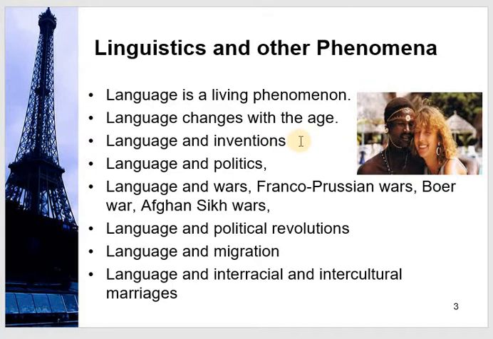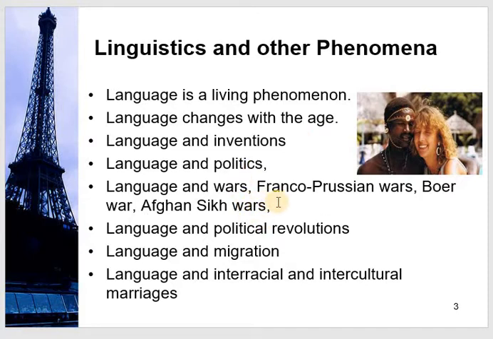So language and inventions have very deep-seated ties. When new things are invented, linguists give them new names, or the inventor gives new names. Language and politics also have close relations. Some political party wants to promote the national language, or another political party wants to promote provincial or regional languages. So when the political power axis changes, language also changes, or language policy changes.